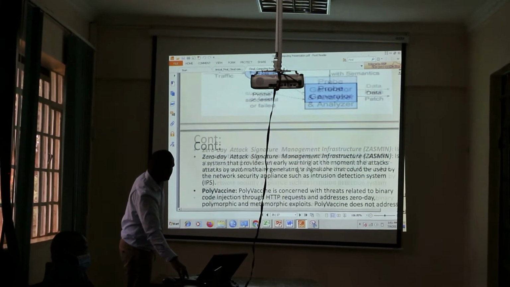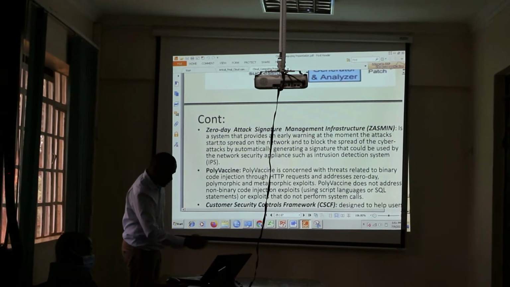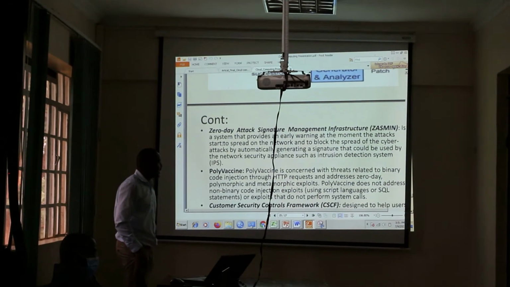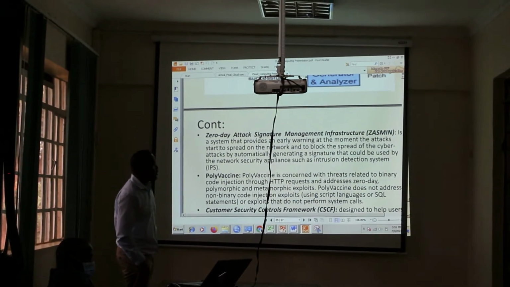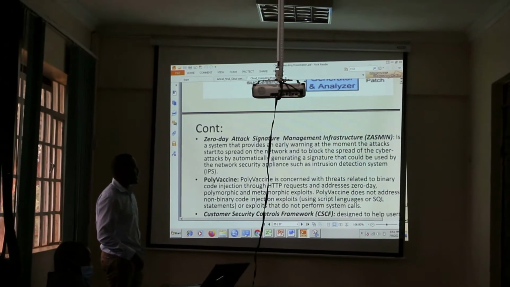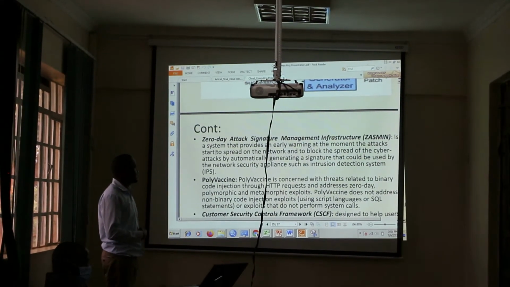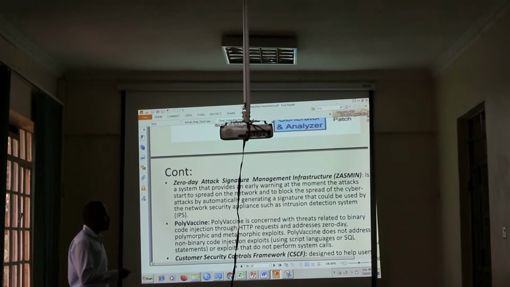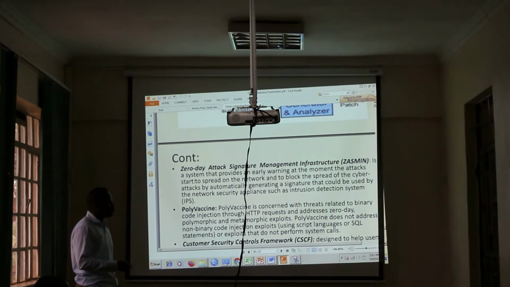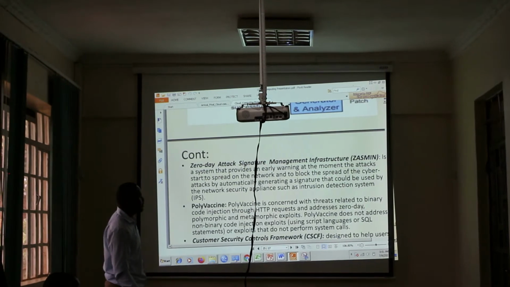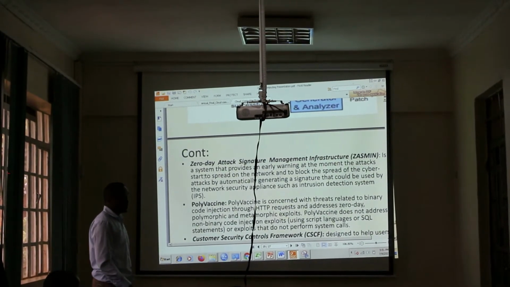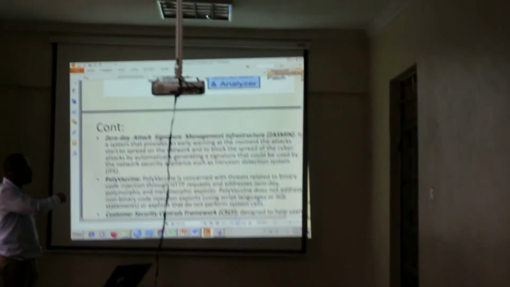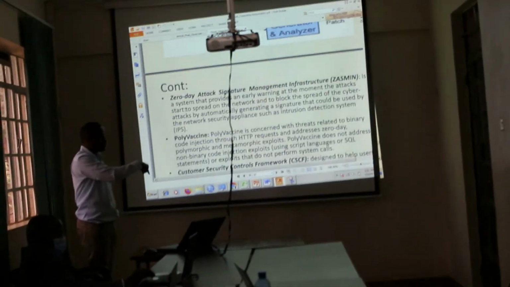Now, the other techniques or frameworks which are also being used or can be used is the zero-day attack signature management infrastructure, or ZASMIN. It is a system that provides an early warning at the moment the attack starts to spread on the network, and blocks the spread of a cyber attack by automatically generating a signature that could be used by the network security appliance, such as an intrusion detection system. Therefore, the zero-day attack signature management system is more of an intrusion prevention system, right?